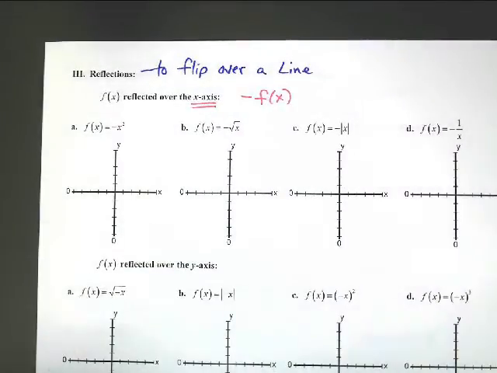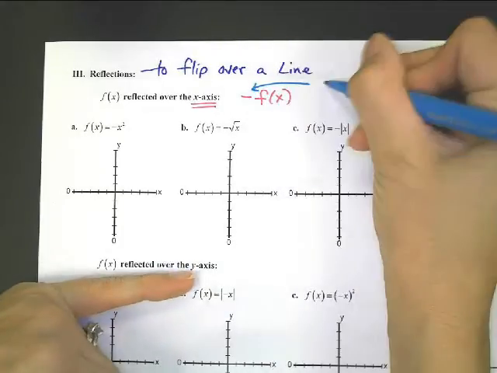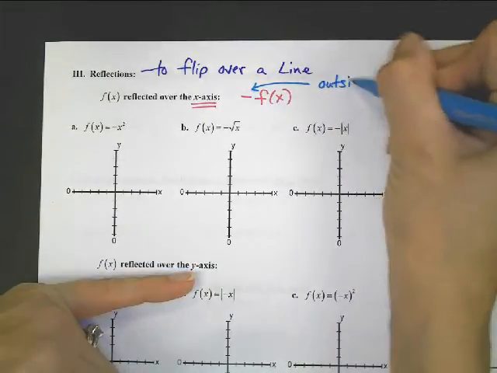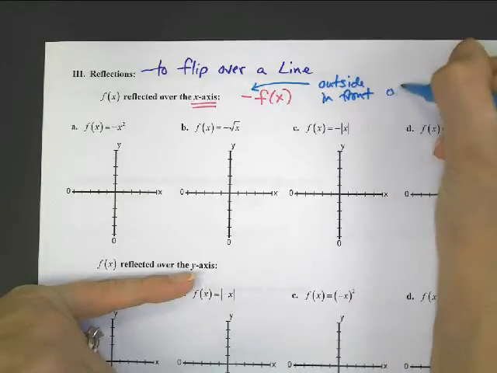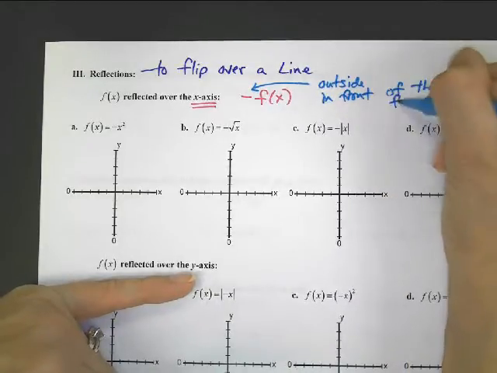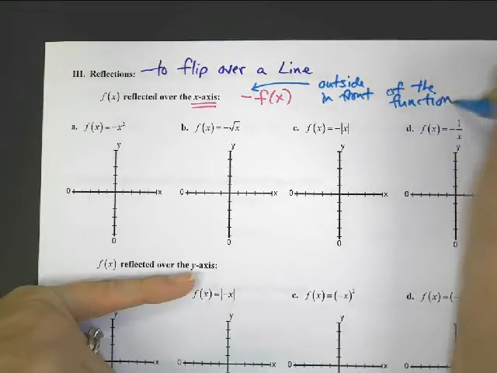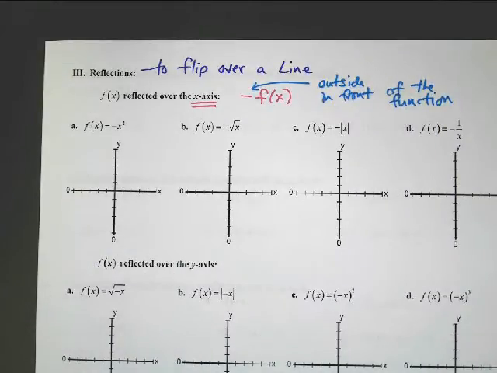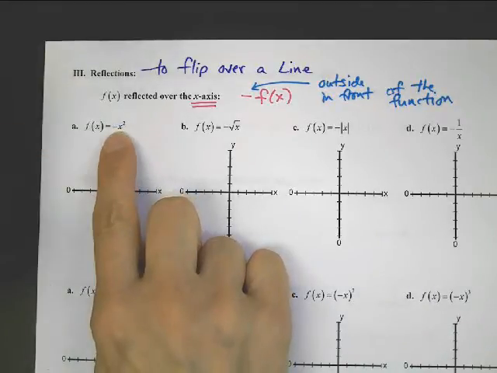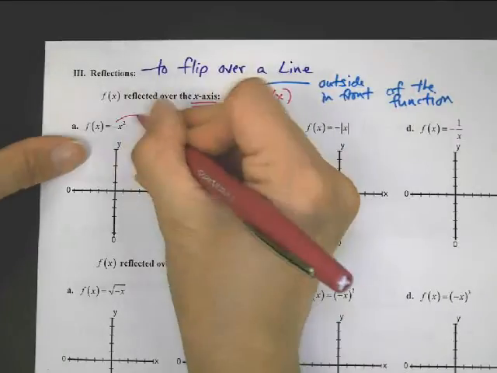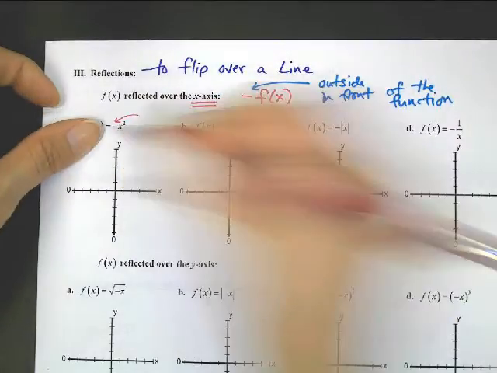Okay, so let's just put a little note here. That negative is outside, in front of the function. Outside, in front of the function. So spend some time memorizing these rules today. Do you see how that x is in front? That x is out in front. It's not getting squared, it's in front.